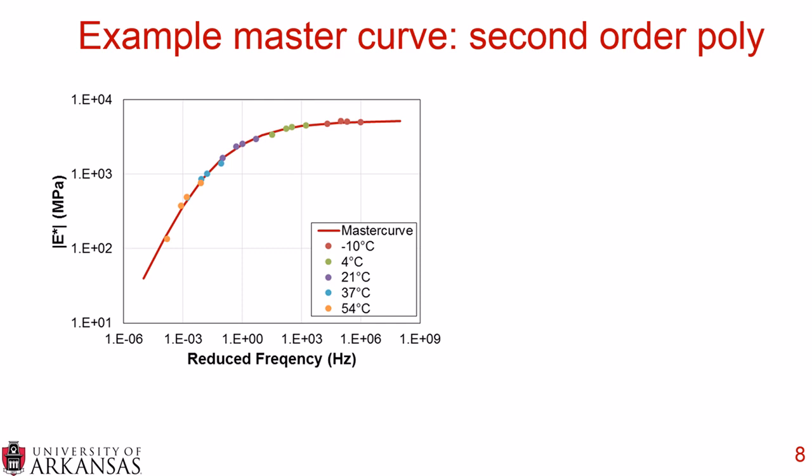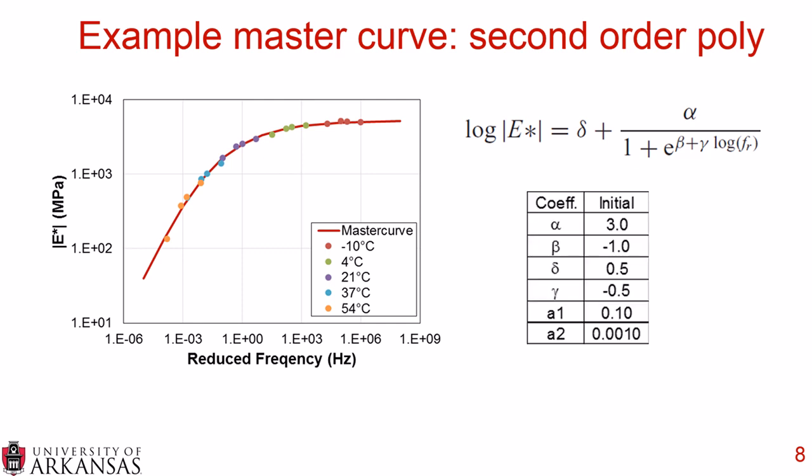Well, let's take a look at an example master curve. So this is a second order polynomial master curve, and you can see here we have our various temperatures from -10 degrees Celsius to 54 degrees Celsius. We've shifted them, and then we have a line going through that shifted data. So that line was generated by this equation, and in order to get this line using this equation, we needed to determine what those coefficients were. So we have some initial values for coefficients, for alpha, for beta, for delta, for gamma. And we also have some initial values for the shift factors A1 and A2.